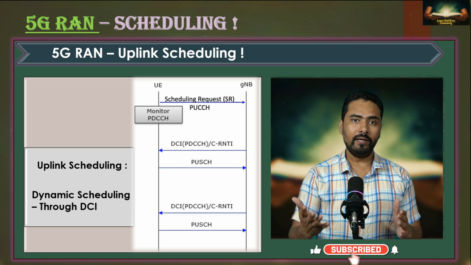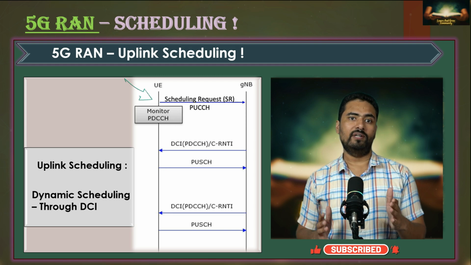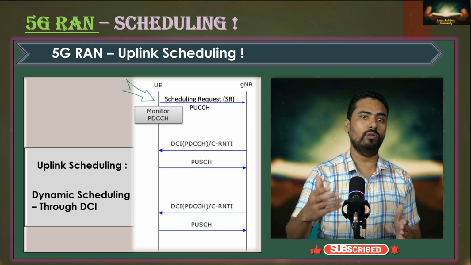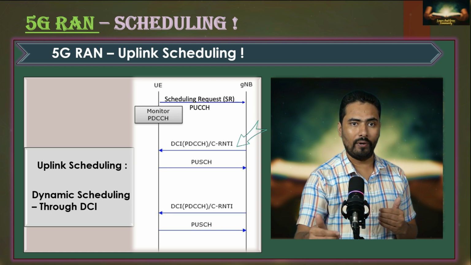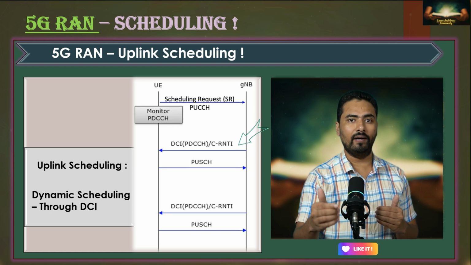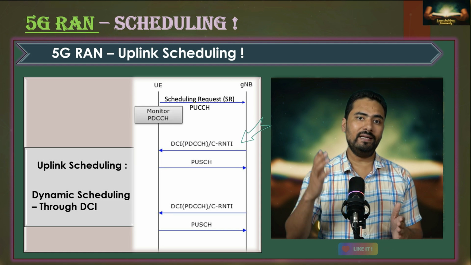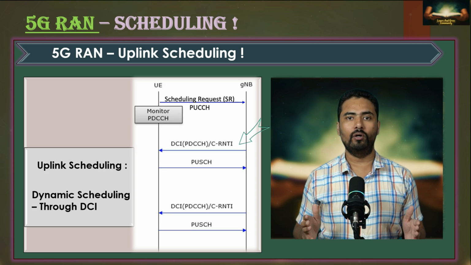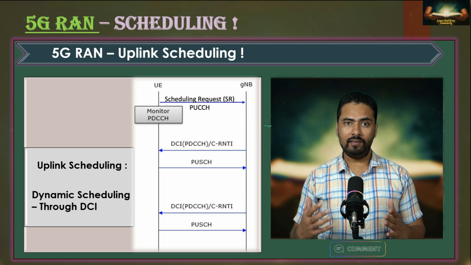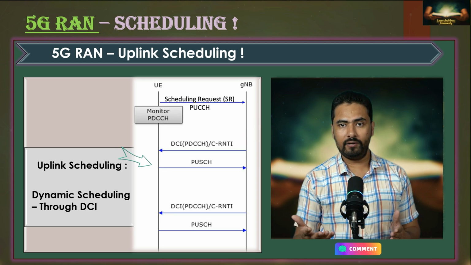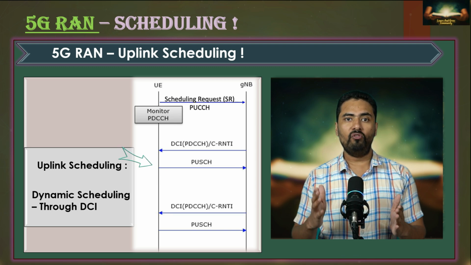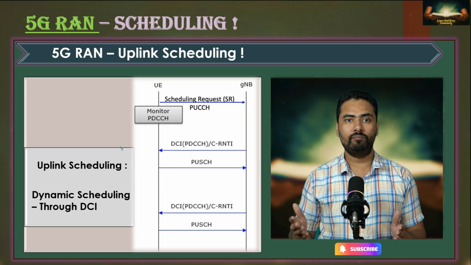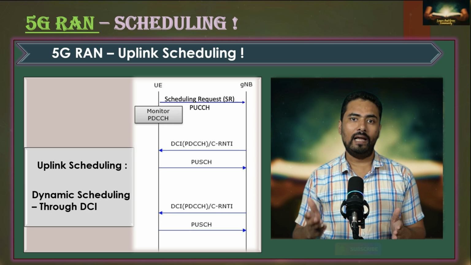When there is uplink data to send, first the UE will transmit a scheduling request to the base station. Then the base station responds to that request by sending a scheduling grant, and that passes through the PDCCH, or physical downlink control channel. Then the UE will respond to this grant by transmitting its data on the PUSCH, or physical uplink shared channel. This method is called dynamic scheduling.